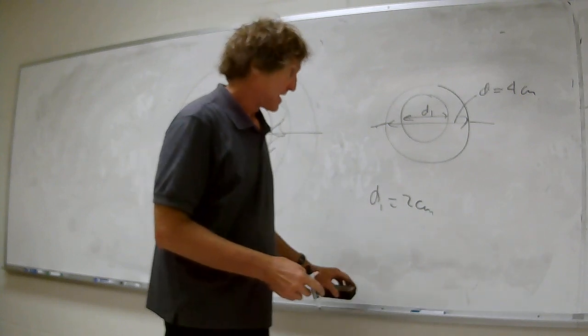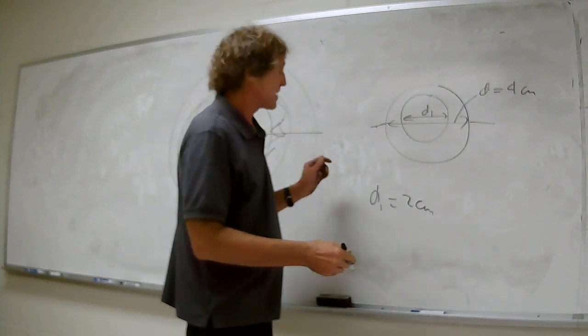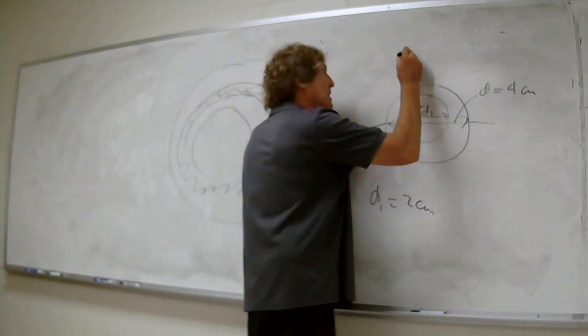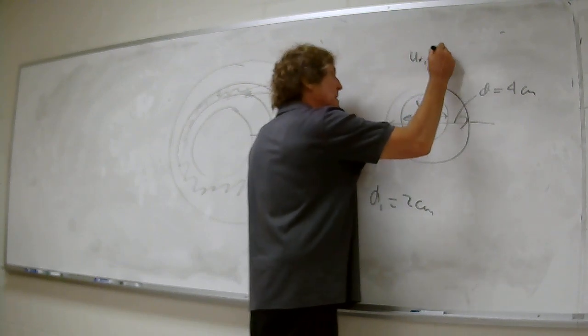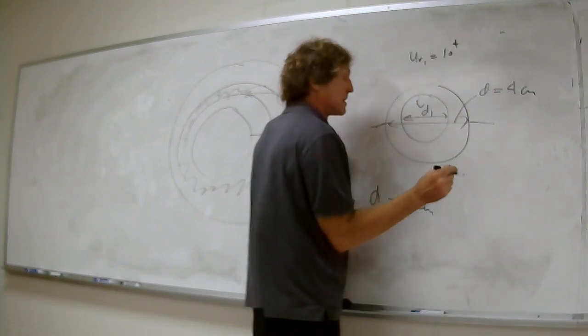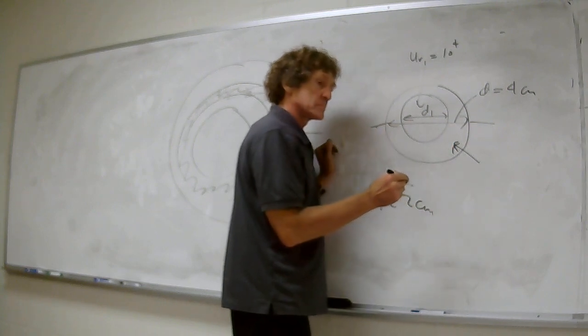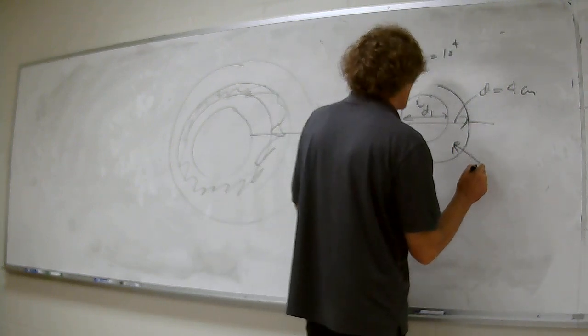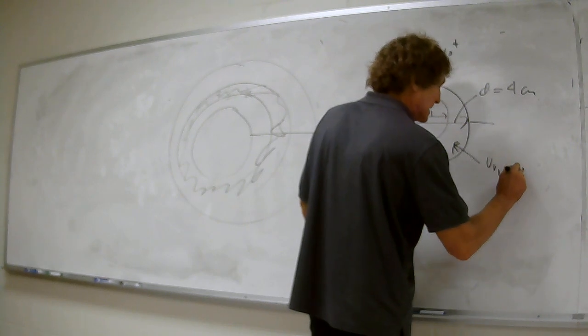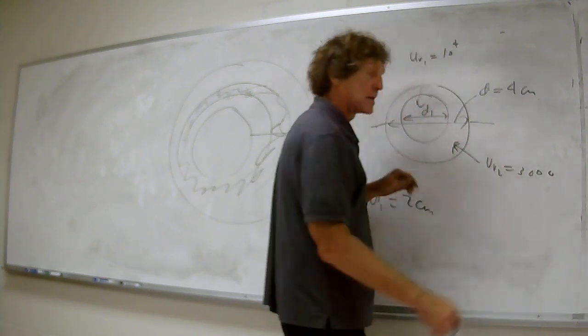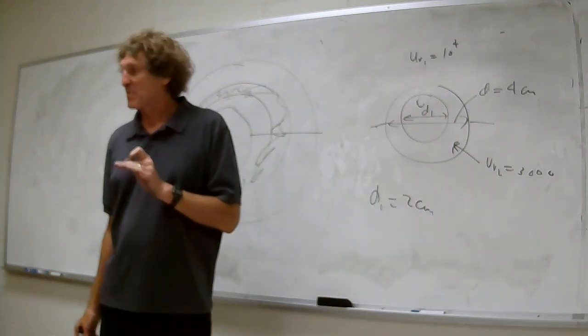Now, he gives you a mu relative of the inner one, and it's equal to 10,000, right? What's the outer one equal to? It's equal to 3,000. All right, so mu relative 2 is 3,000, right? Now, you guys are smart.